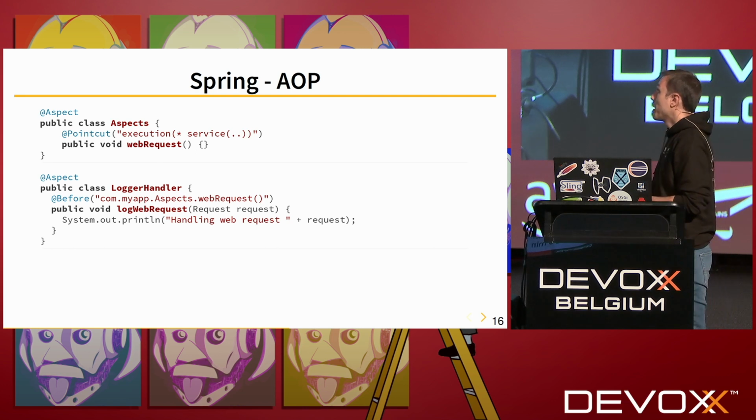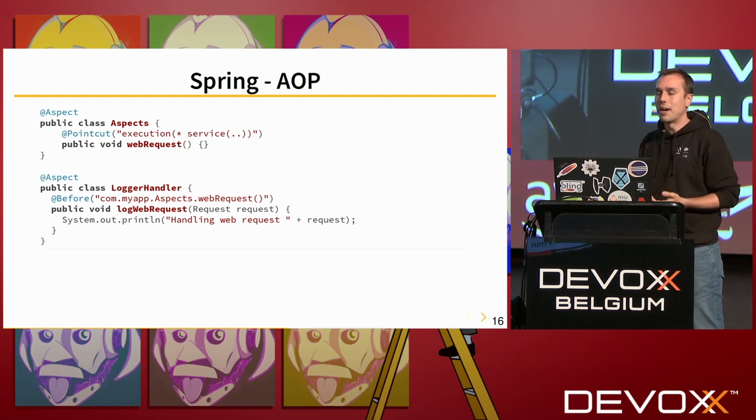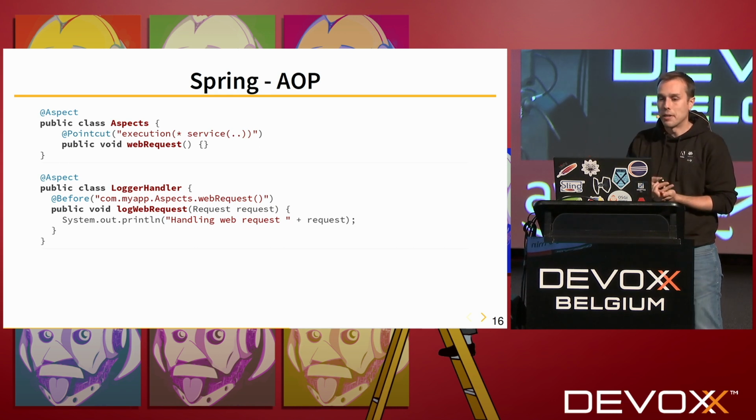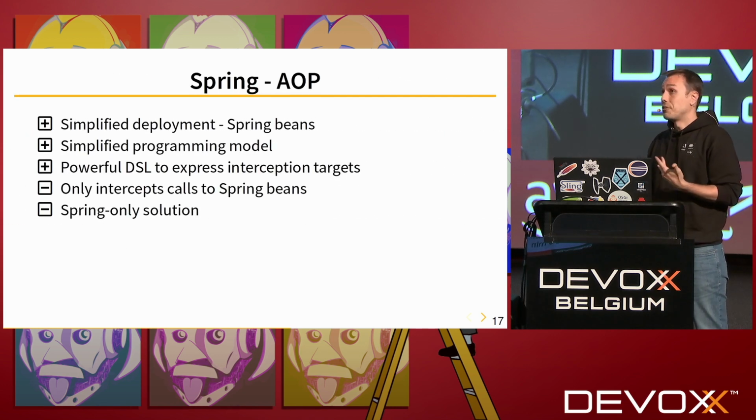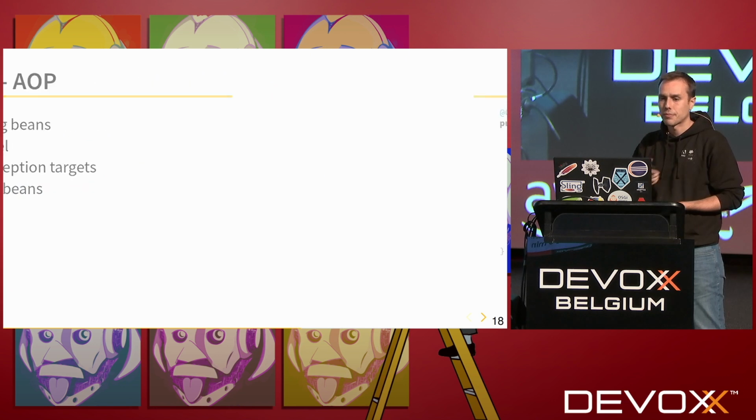Now, what is nice about this definition is that you have a very high-level domain-specific language of defining what you want to intercept and what code you want to add, as opposed to more low-level approaches in Java agents. It's a simplified programming model. It's much easier to deploy. On the other hand, it's a Spring-only solution, so if you're targeting a wide array of platforms, that's not feasible. And it doesn't intercept everything going on in a Spring container. It only intercepts calls to Spring Beans.